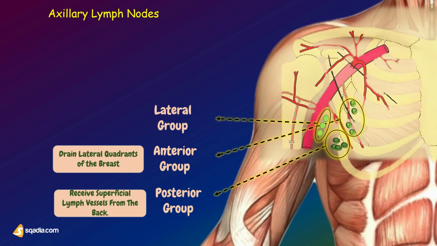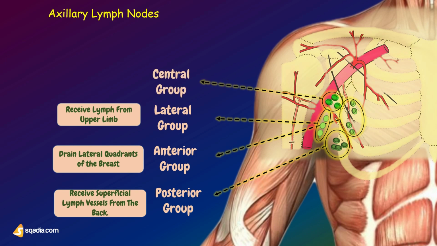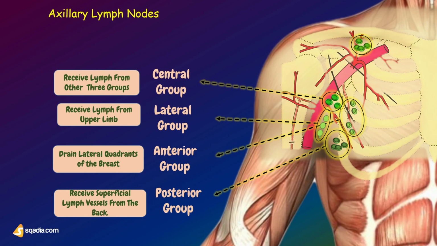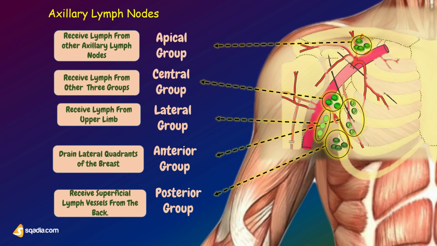As for the lateral group, they are present on the medial side of the axillary vein and lie along the axillary vein. They receive lymph from the upper limb. The central group of axillary lymph nodes is present at the center of the axilla. They receive lymph from the 3 groups mentioned before, that is anterior, posterior, and lateral groups.